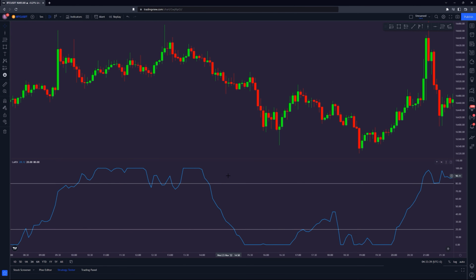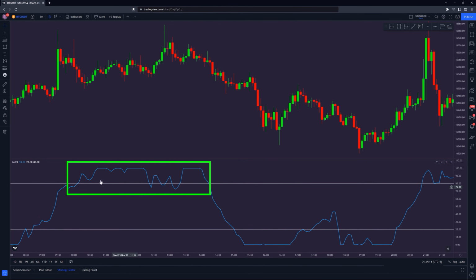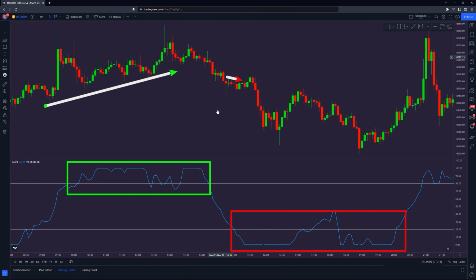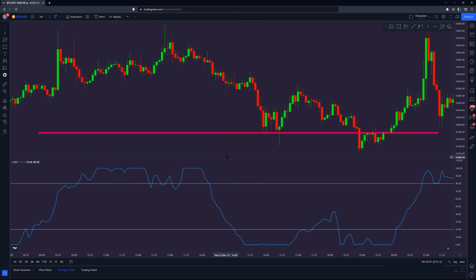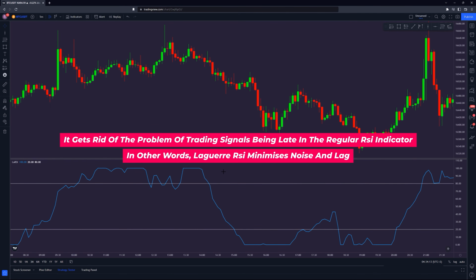The main idea behind this indicator is to buy when it goes above 0.2 and sell when it goes below 0.8. When the indicator stays flat above the 0.8 level, you may have a strong uptrend. When it stays flat below 0.2, you may be in a strong downtrend. It gets rid of the problem of trading signals being late in the regular RSI indicator. In other words, Lager RSI minimizes noise and lag.